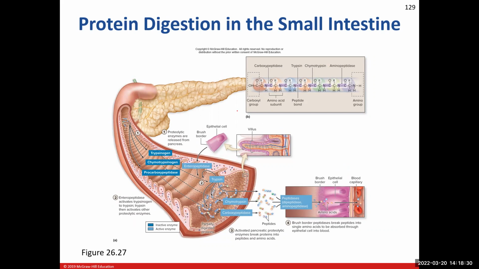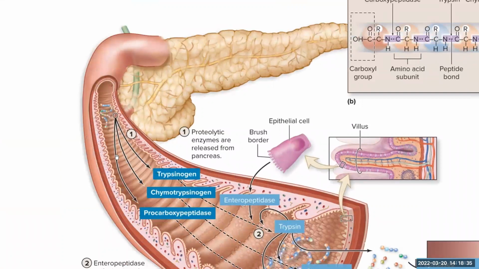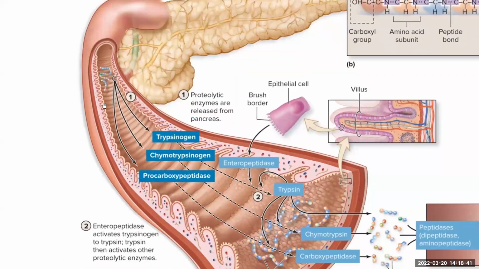So here you can see, same scenario. We're dealing with the small intestine. The stomach has broken down some of these proteins into smaller chains. And now our wonderful pancreas has been producing these three enzymes: trypsinogen, chymotrypsinogen, and procarboxypeptidase. And all of that is being produced.